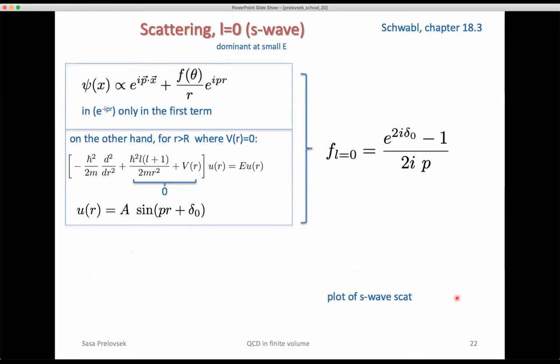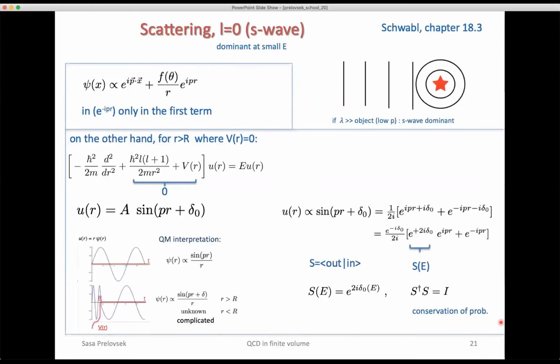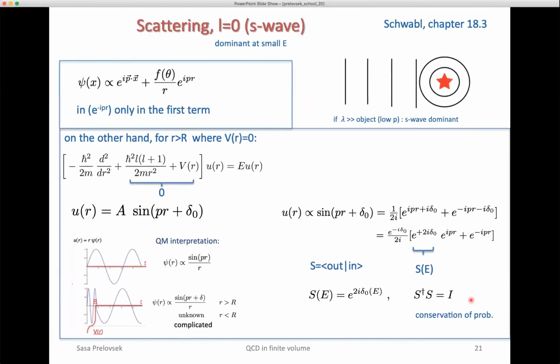Yes, can I ask something real quick? Hi, Leonardo here. The phase shift delta zero is just a free parameter when integrating the differential equation, right? What is the free parameter? The phase shift delta zero. First, it turns up when you write U of R. So it's just a parameter.